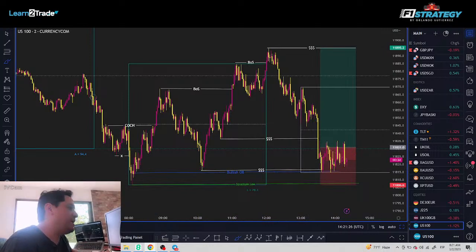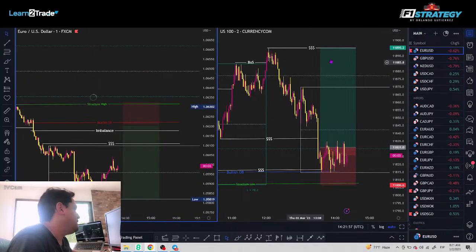So my entry was a little early, but I wanted to get filled. I entered at market actually, right here at the Asian session lows. My first stop losses were below these lows, but then I quickly realized that I was wrong and moved my stop losses to below the structure lows, right? So that's my entry on the Nasdaq.